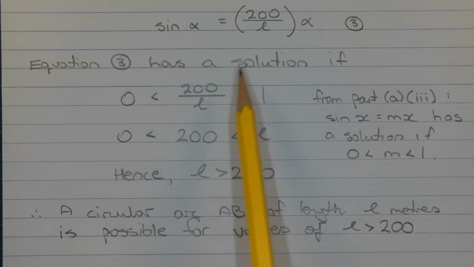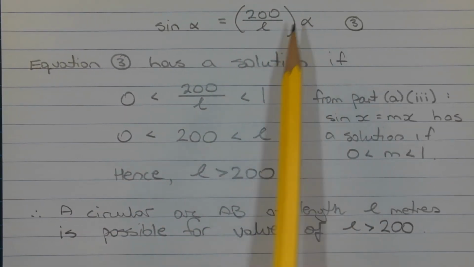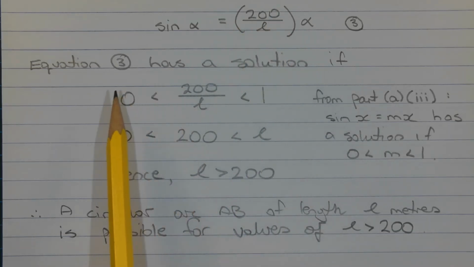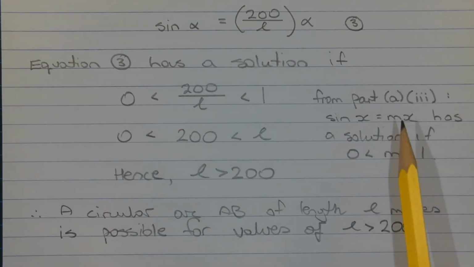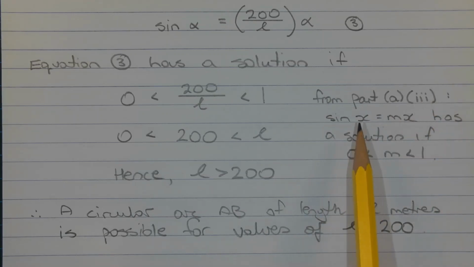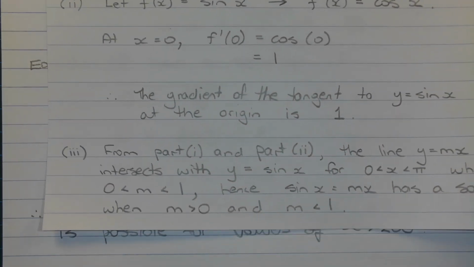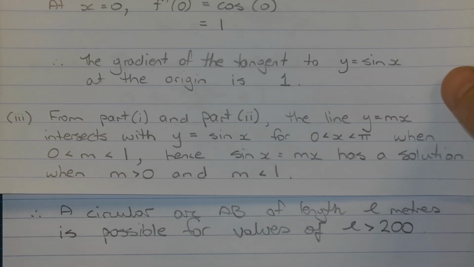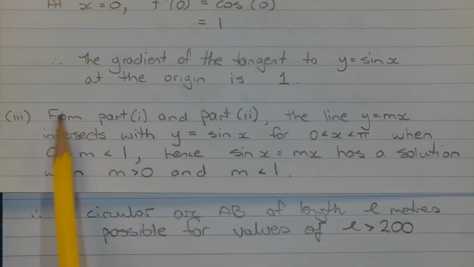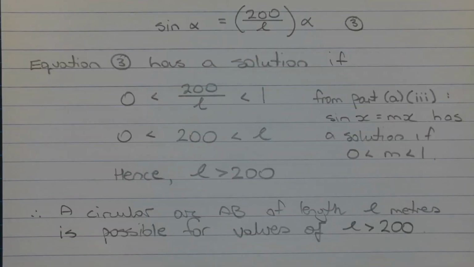Now equation 3 has a solution if the coefficient of alpha, that's 200 over L, is greater than 0 and less than 1. So referring back to Part A, Part 3, the equation sine x equals mx has a solution if m is greater than 0 and less than 1. So this is the solution from Part A, Part 3. And we found that sine x equals mx has a solution if m is greater than 0 and m is less than 1. And in this case, m is represented by 200 over L.